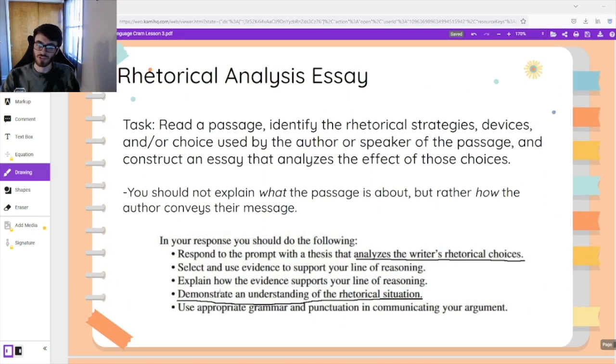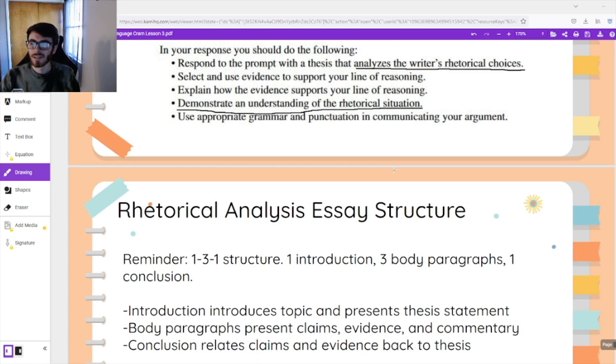And your response should use appropriate grammar and punctuation in communicating your argument. That, again, is nothing that should be new to us. That should be kind of assumed. Anytime you're writing, you should be using appropriate grammar and punctuation.